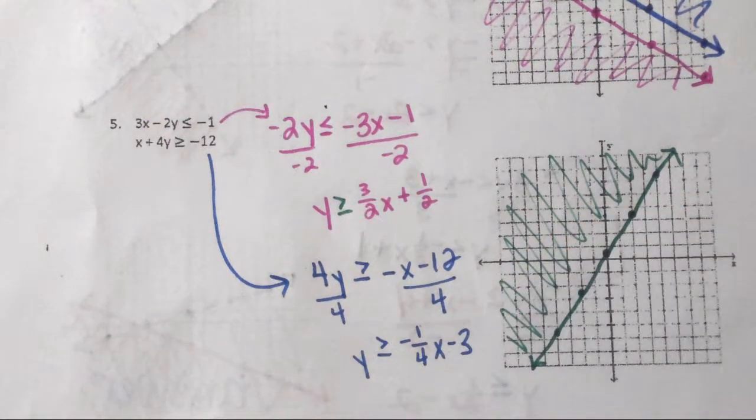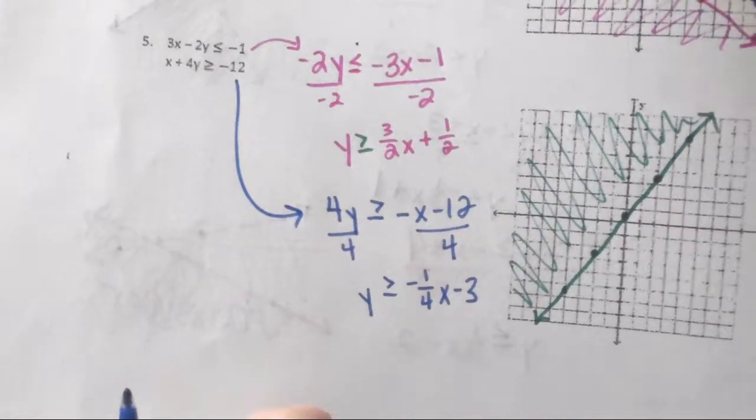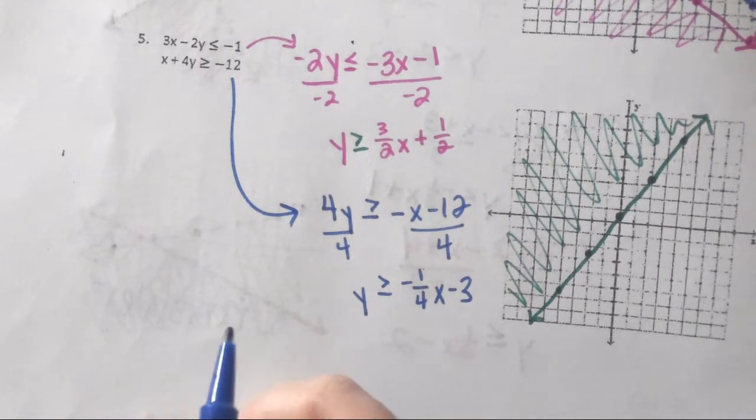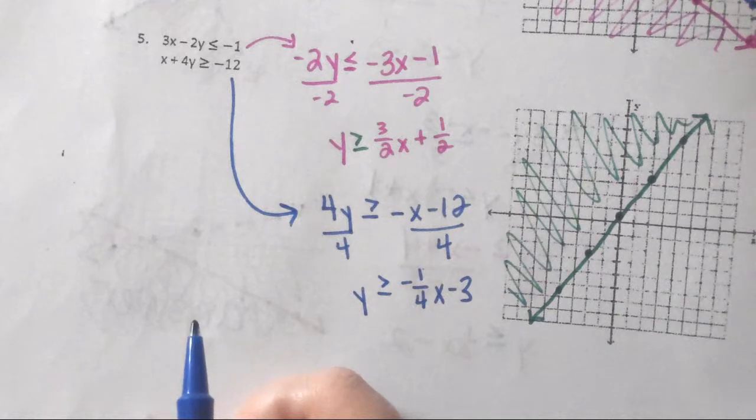If you were here with me, you would tell me you couldn't see what I was doing, first of all. But I would ask you why we didn't flip the sign this time. And I pray you would tell me it's because we didn't divide by a negative.